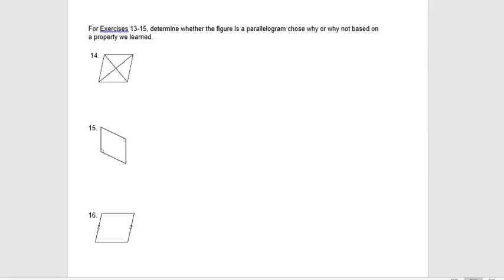So number 14 through 16 says, determine whether the figure is a parallelogram and choose why or why not based on a property we learned. So on this one, I noticed that we have one tick mark here, one tick mark there, two tick marks there, two tick marks there. So yes, it's a parallelogram because diagonals bisect each other.